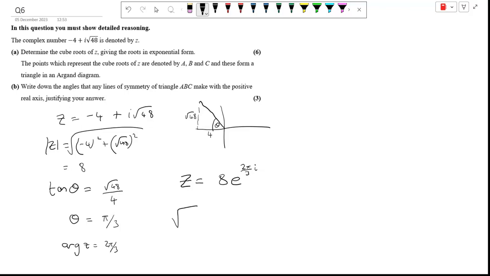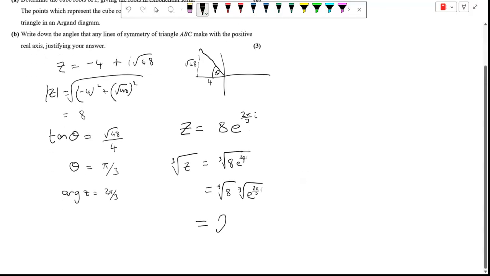Now we want to do the cube root of z. So we'll cube root z, and that's going to give us cube root of 8, times the cube root of e to the 2 pi over 3 i. Cube root of 8 is 2. And when you cube root the e term, you've got to remember that you've got to add the extra roots. So I'm just going to cube root it for now, and that's going to give me 2 pi over 9 i. That's my first root, but I've got to find further roots.